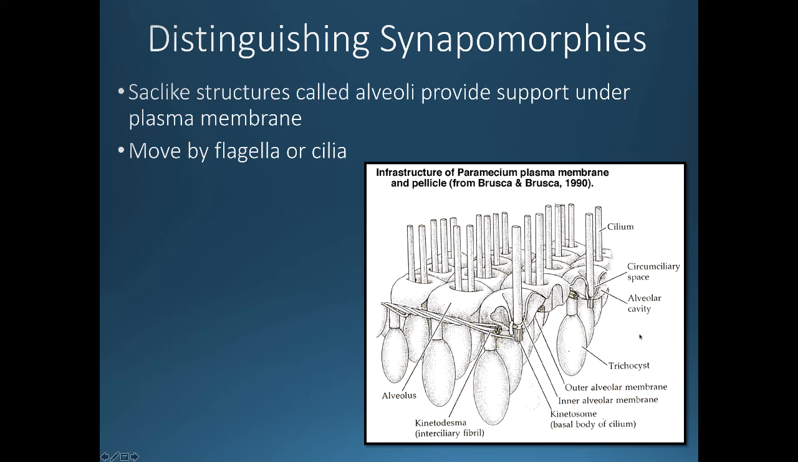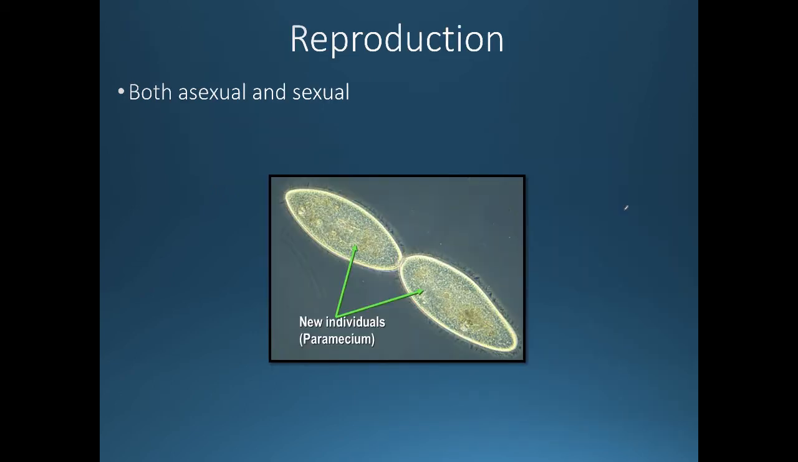And so in this picture here, you can see where the alveoli are located. Each of these, they almost look like pillows sitting here. These are alveoli. All of these are. Another uniting synapomorphy for all of this group of protists is that they all move by flagella or cilia. In this picture here, we see cilia shown. Reproduction in the protists includes both sexual and asexual reproductive mechanisms.